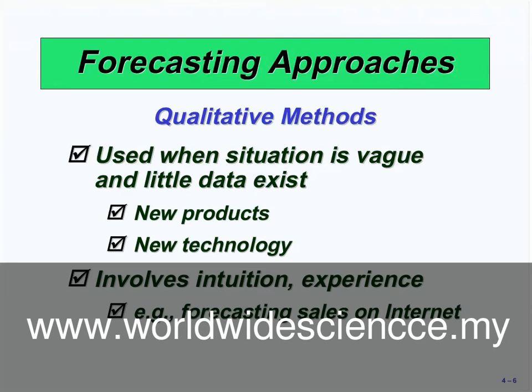The qualitative methods involve intuition and experience. As you see, if operation managers want to predict or forecast the demand for a new technology or new products, the teams do not have access to historical data because they want to start a new product in the market. They have to use their experience and intuition to forecast sales of their product, for example, on the internet or face-to-face in the market.